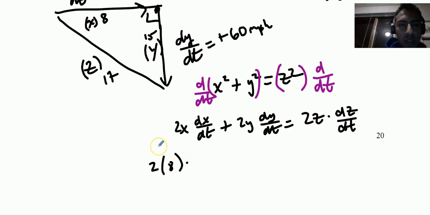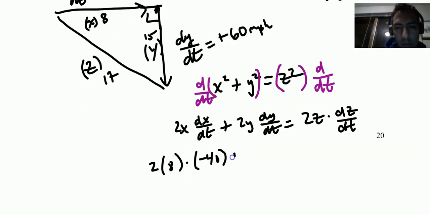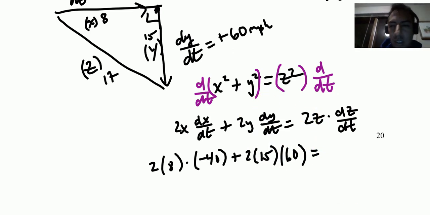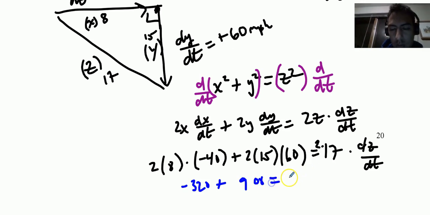Okay, now I gotta plug in my values. 2 times 8 times dx/dt, which was negative 40, plus 2y, 2 times 15 times 60. And 2z is going to be 2 times 17 times dz/dt, and we don't know what this value is because that's what we're trying to solve for. Okay, that's a moot point because I'm going to divide everything by 2, and I'm now left with negative 320 plus 15 times 60, oh, it's 900, is equal to 17 times dz/dt.